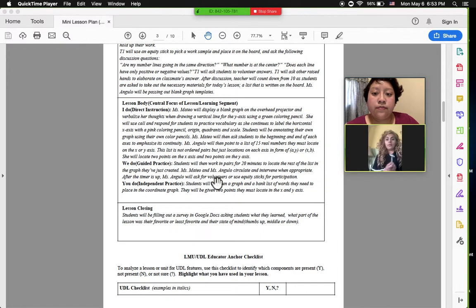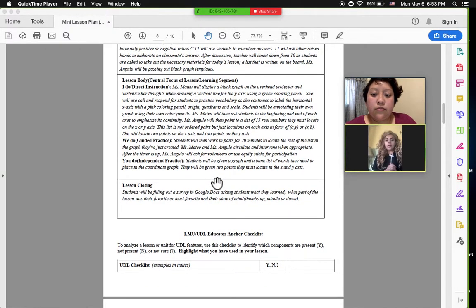And then for our final lesson closing, students will be filling out a survey in Google Docs, asking what they learned, what part of the lesson was their favorite or least favorite, and their state of mind, either a thumbs up, middle, or down, just identifying what they need more support in.